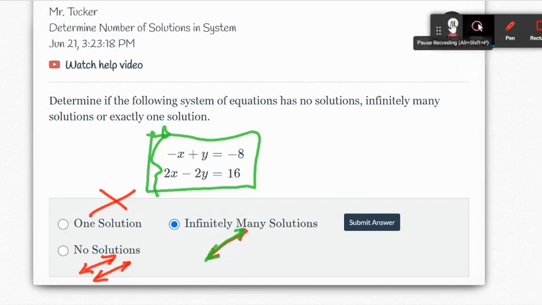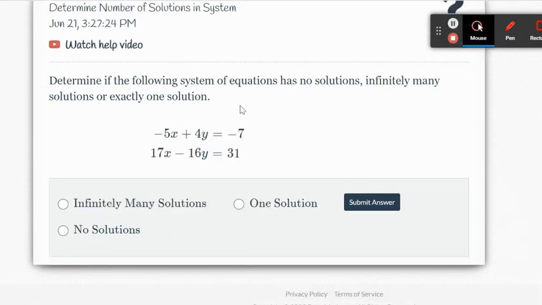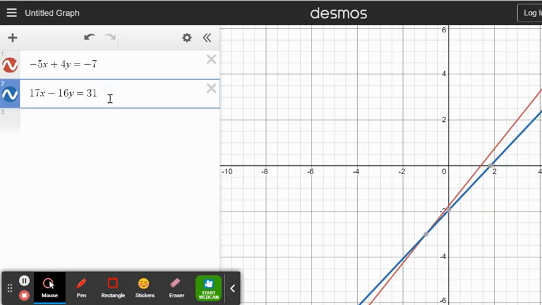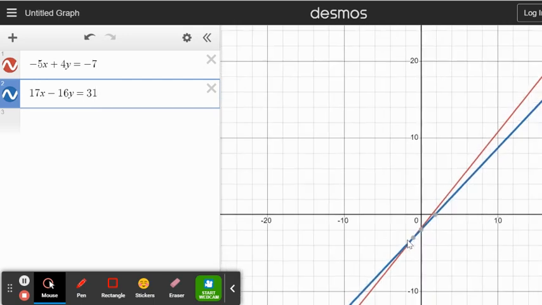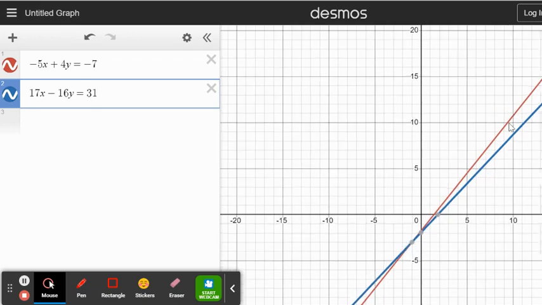Let's try another one. In this scenario, we have different expressions. So we're going to type those into Desmos and just get a look at which of these three options we're looking at. So over in Desmos, we see these two lines intersect. They have different slopes is another way of noticing it. And so if we zoom out, you see them really spreading out.